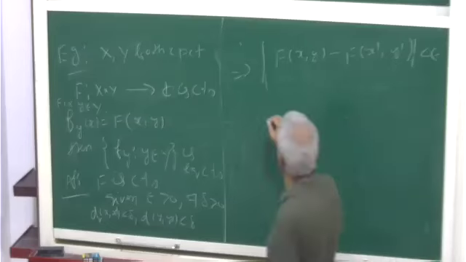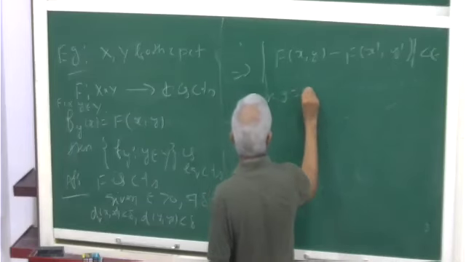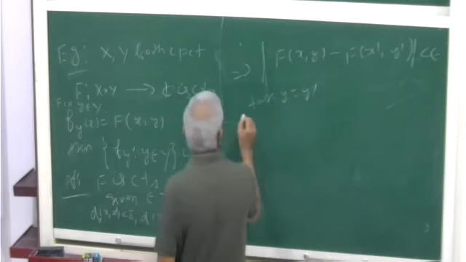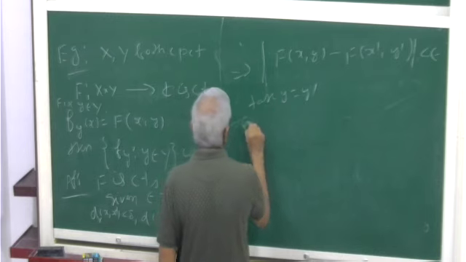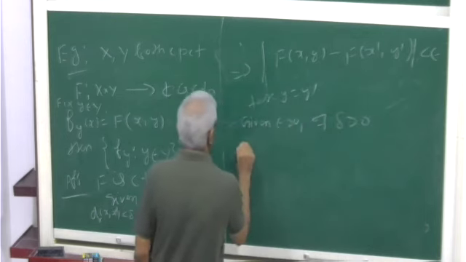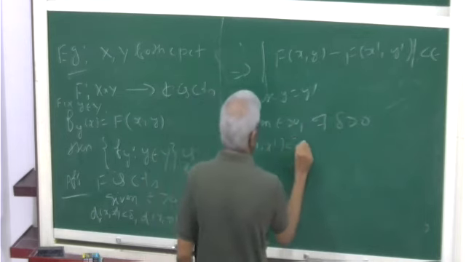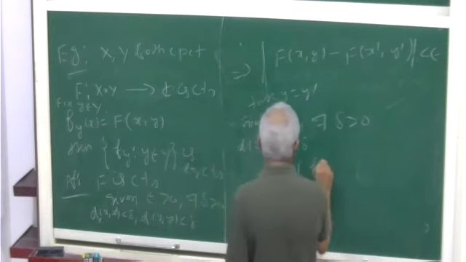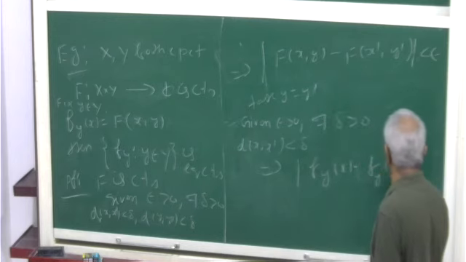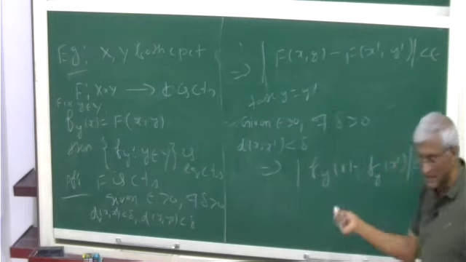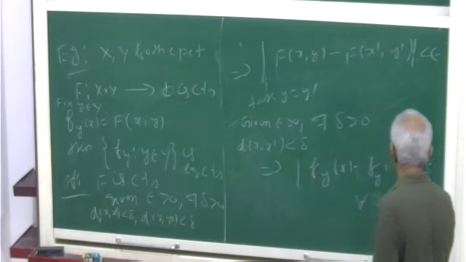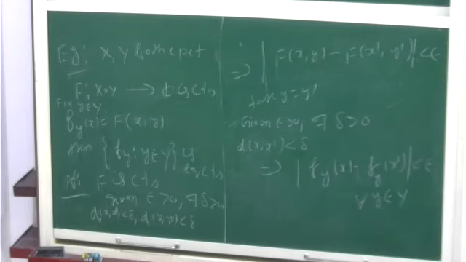Now you take y equal to y prime. Of course, then d_y(y, y') is 0, which is less than delta, so it's okay. This is just the direct definition. Given epsilon greater than 0, there exists delta greater than 0, such that d_x(x, x') less than delta implies |f(y, x) minus f(y, x')| less than epsilon, for all y. Just write the definition of continuity and you get this.